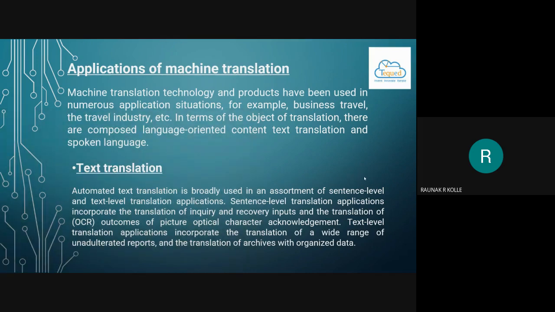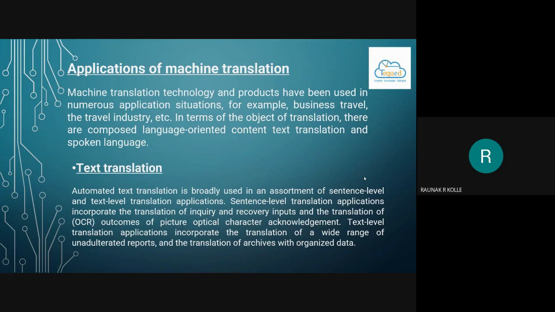Applications of machine translation. Machine translation technology and products have been used in numerous application situations, for example, business travel, the travel industry, and so on. In terms of object of translation, they are composed of language-oriented content: text translation and spoken language.